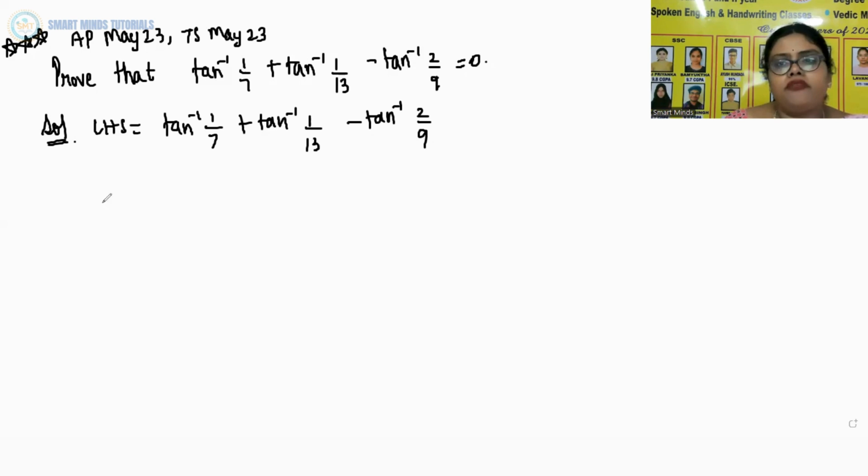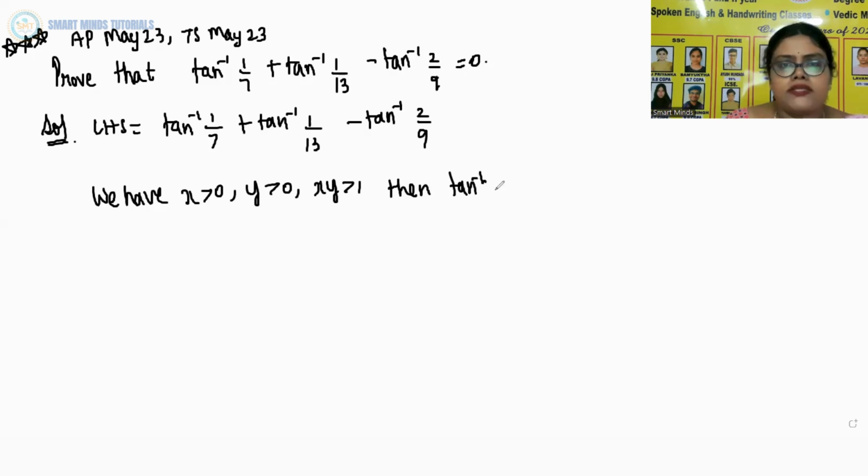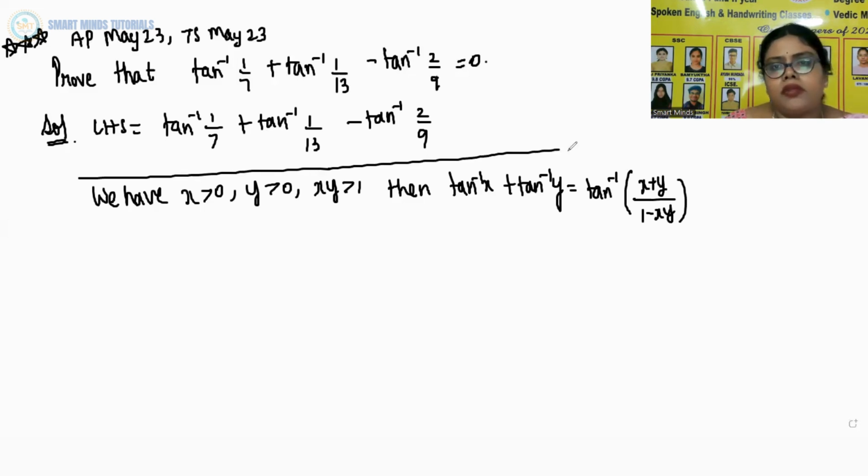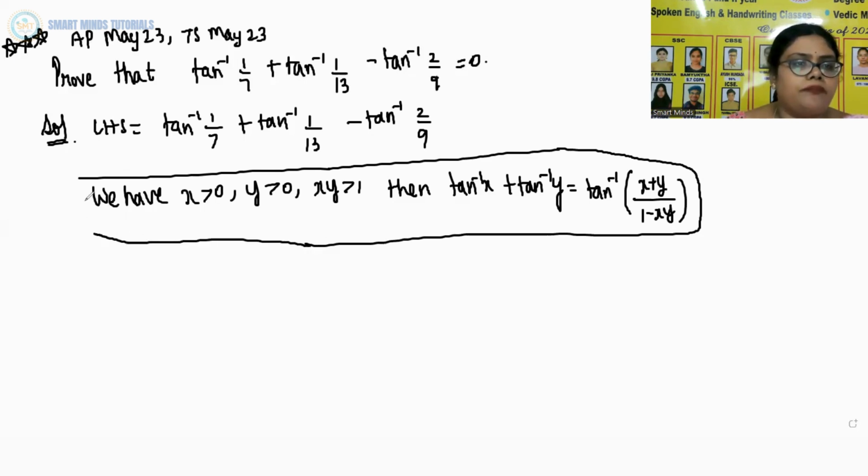Now we have a formula: if x is positive, y is positive and xy is less than 1, then tan inverse x plus tan inverse y can be written as tan inverse of (x plus y) by (1 minus xy). This is the formula. Now if the conditions are satisfied, then only we can use this formula.